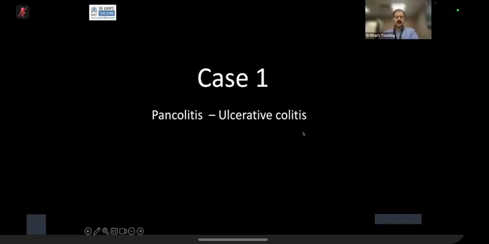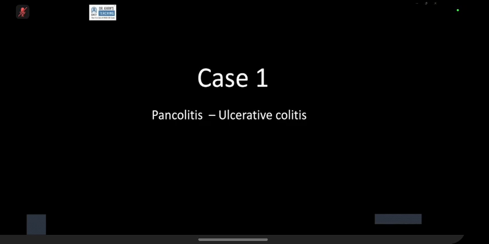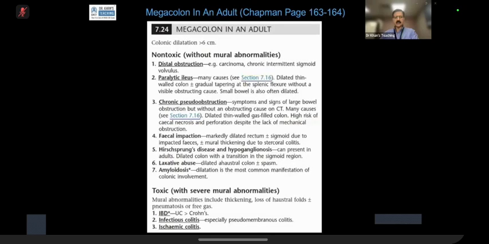Now, the first case is pancolitis, basically, and this particular pancolitis was UC, but there is a bit of differential diagnosis. A few teaching points, the background of this case. Now, the word megacolon should be in your vocabulary. Megacolon can be two types. One is non-toxic and second is toxic. Non-toxic means when there are no mural abnormalities, and toxic means when there are mural abnormalities.